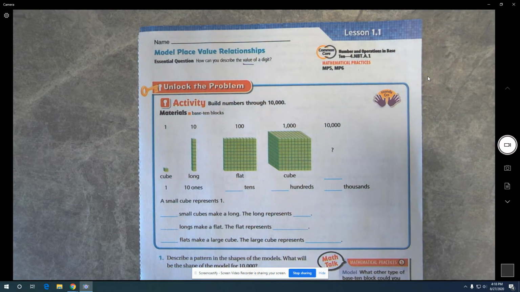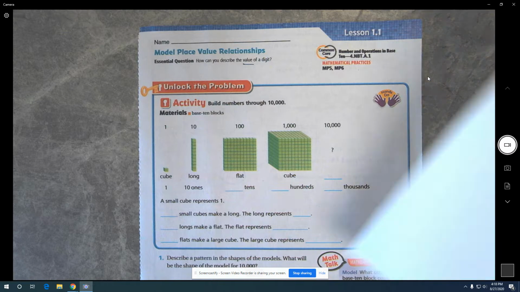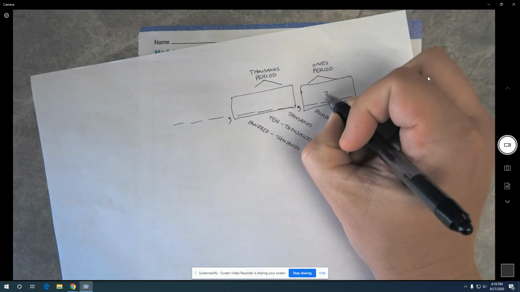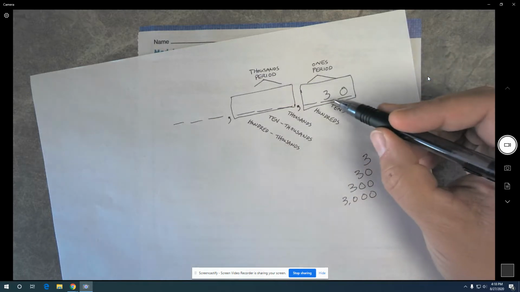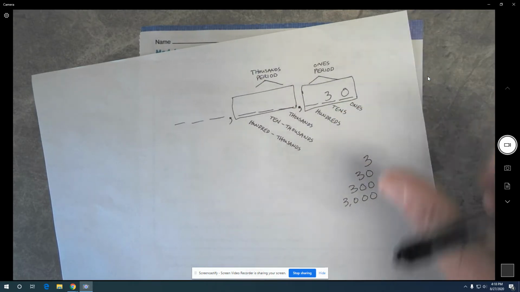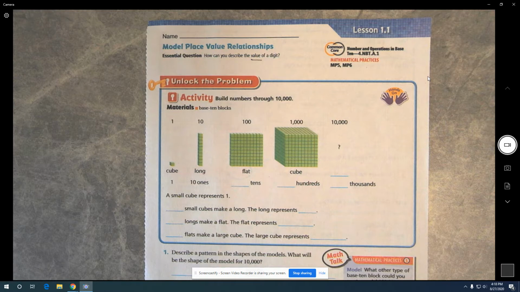Not what place is it in. We're going to have to look at that, but the value of it. So this 3, when it was here, is in the tens place, but that 3 has a value of 30. So we're going to be talking about the value of digits today based on their place.